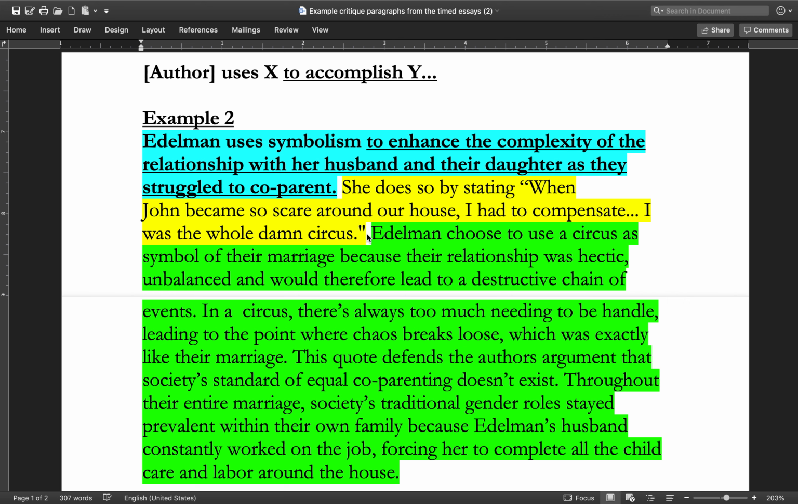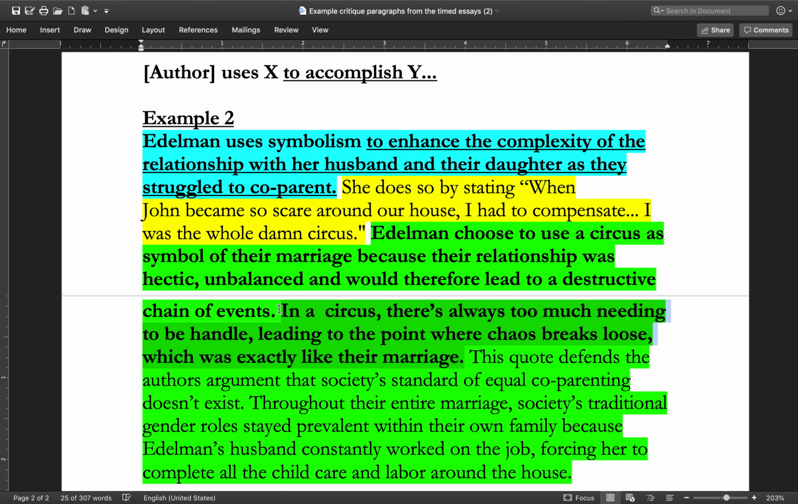So this first sentence explains what the word is. Let's make it bold. What does the word "circus" imply? It implies this hectic relationship. It implies chaos. Then the second sentence expands on this idea of a circus as a place where there's a lot going on, some kind of chaotic situation, and connects it to marriage. So explain what circus means and then connect it to marriage.